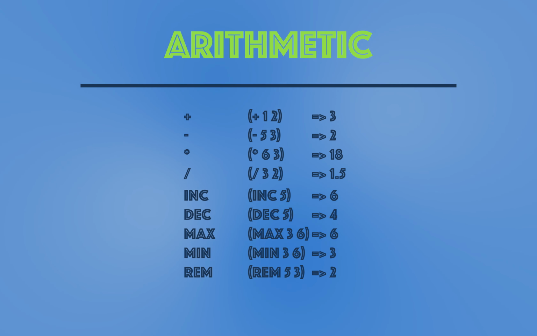We have increment, or inc, and that will just increment the value of the operand by one, okay? We have the opposite, dec, that will decrement the value by one. We have max, okay? It will return the largest of the arguments. And we have min, which will return the smallest, the minimum. Okay, and we have the remainder, or rem, which is basically the remainder of dividing the first number by the second.